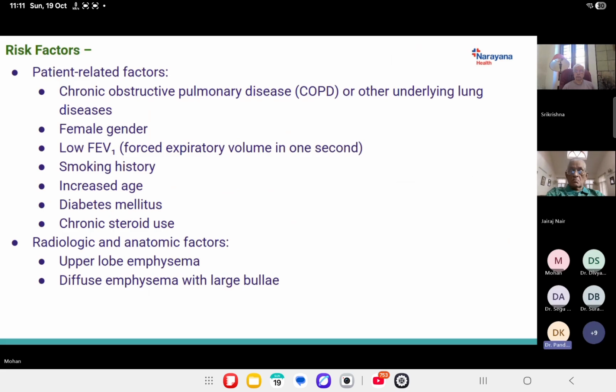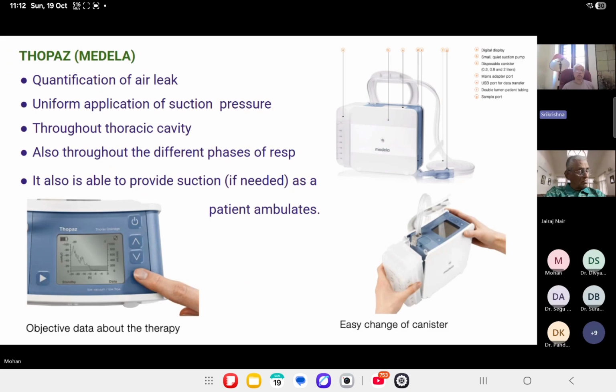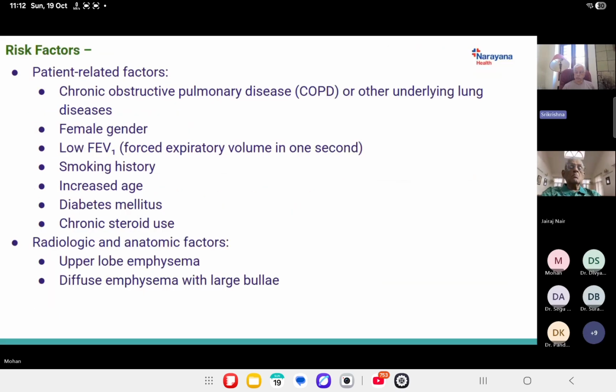Now coming to the risk factors of the patient for having an air leak. Patient-related factors like COPD or underlying lung disease. You should have talked about the Atmos device as well, because that is a new one which has come out. Thopaz is becoming less popular because they don't have good service. So the Atmos is the alternative. Actually, day to day we see only Pleurevac. We don't know that new one. Okay, sir, I will add it.